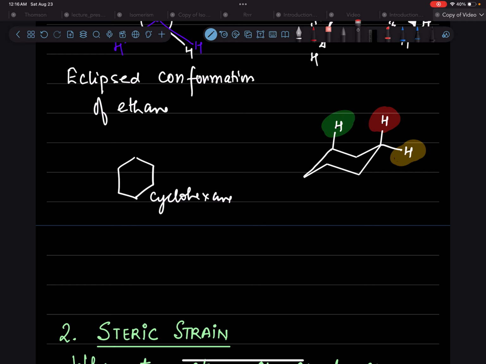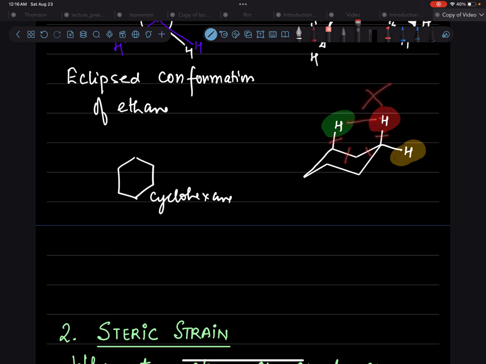Now if you focus on the green one and the red one, their electron clouds seem to be quite close to each other, so they should repel. So what type of strain can it be categorized as? Torsional strain? Let's see whether they are 3 bonds apart: 1 bond, 2 bond, 3 bond, 4 bond. So this type of strain between the red and the green hydrogen is not called torsional strain, because it doesn't qualify for the 3 bond condition, right?